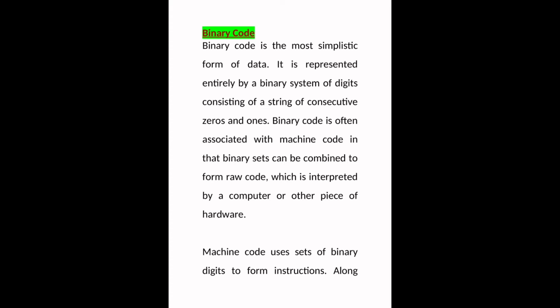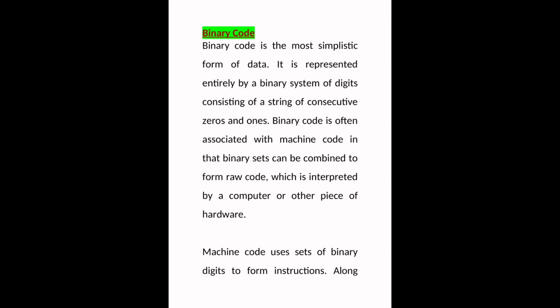Binary code is the most simplistic form of data. It is represented entirely by a binary system of digits. Those are called binary numbers, which means zeros and ones. Binary code is the string of consecutive zeros and ones, which means binary code consists of continuous zeros and ones.